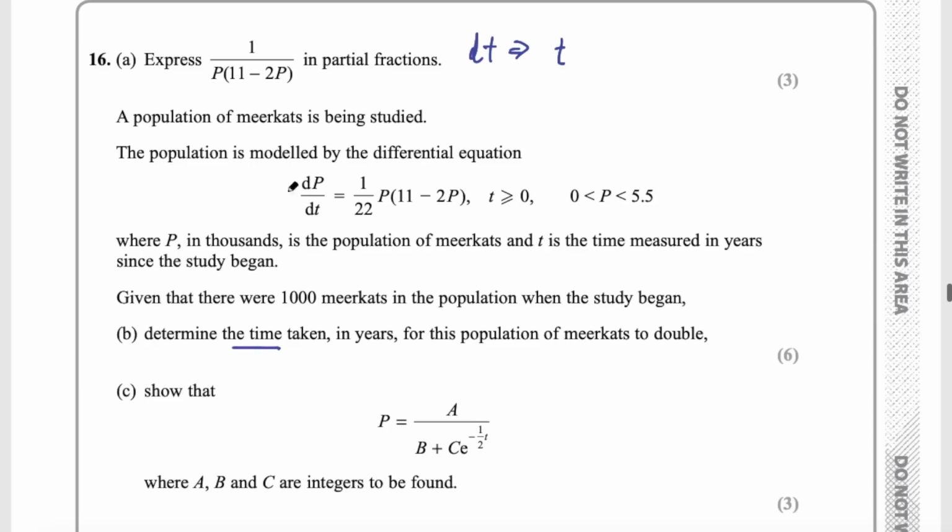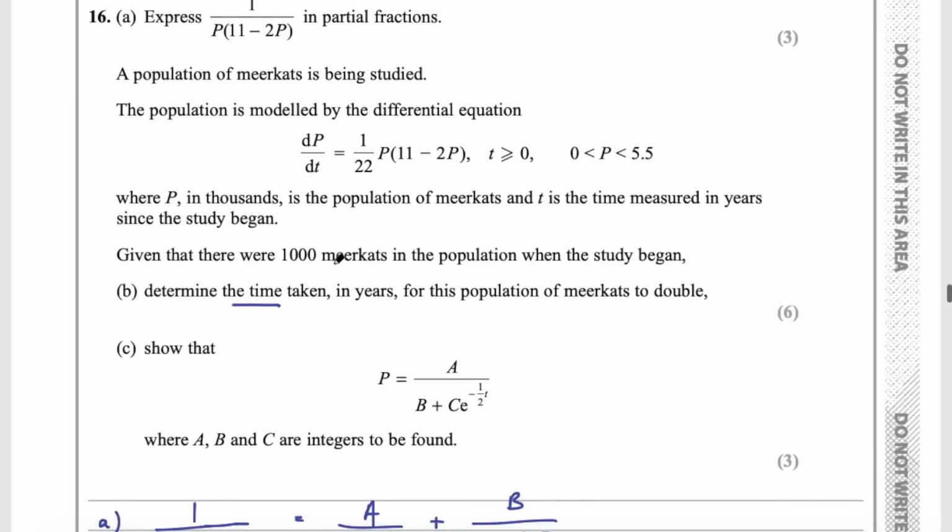Before we do that, if we integrated dp on dt with respect to dt, we would end up with p. So that's no use. We need to rearrange this equation so that we have dt on top of this fraction. In other words, it'll be the change in time with respect to the population rather than the change in population with respect to time. So we need to flip this around first so that when we take the antiderivative, we'll be left with time and not the population. I hope that makes sense.